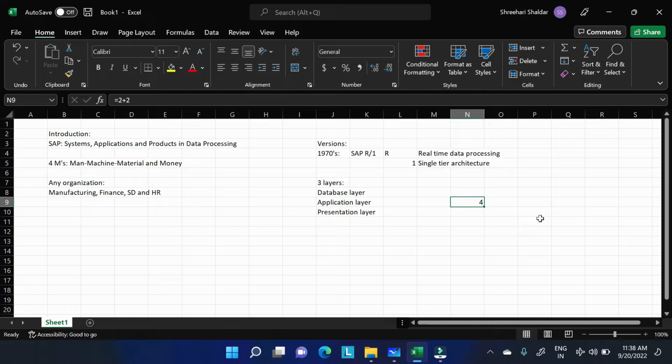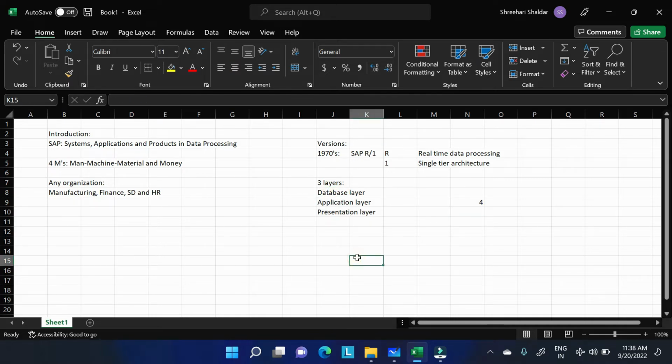Why is R written over here and not on the other side? Something causes this. And what does single tier architecture refer to? Single tier architecture means all these three layers are placed in one single machine.